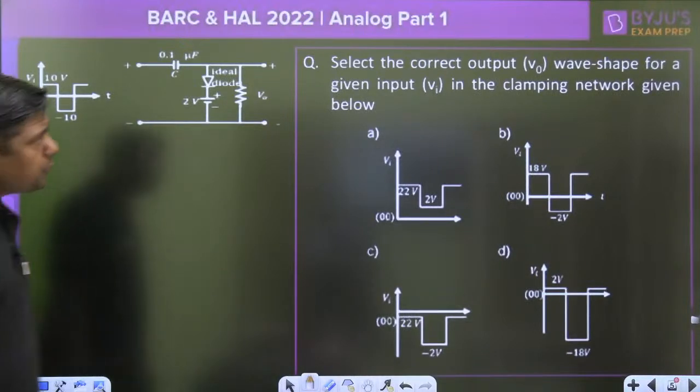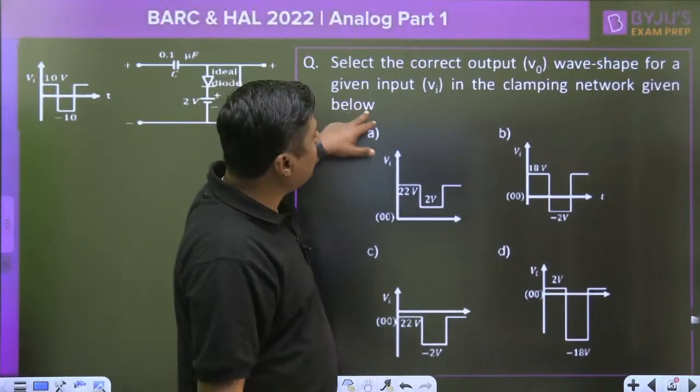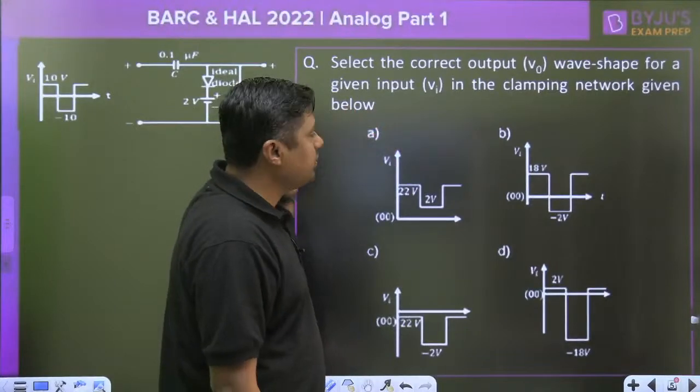Select the correct output V0 wave shape for a given input Vi in the clamping network given below.